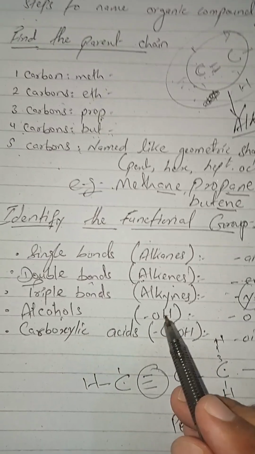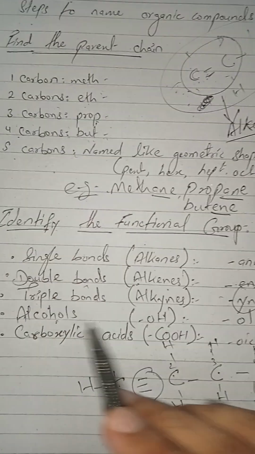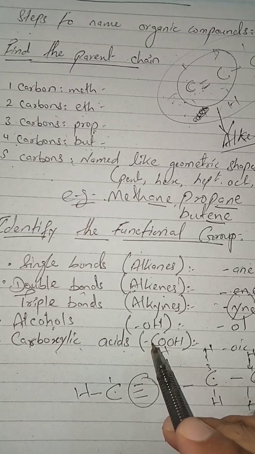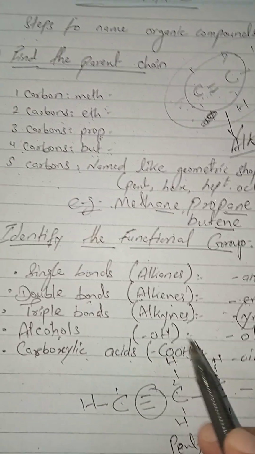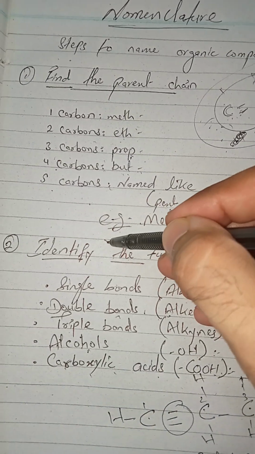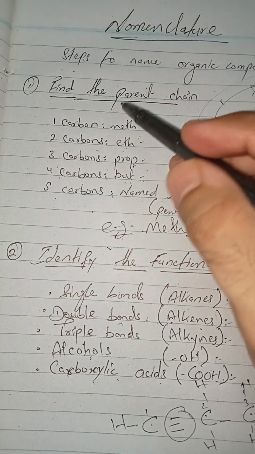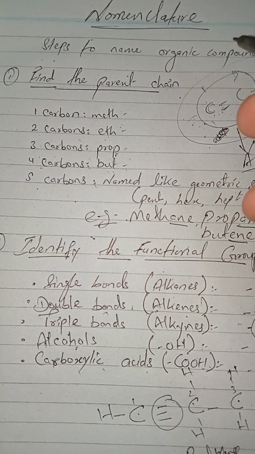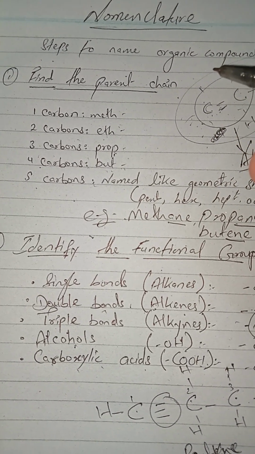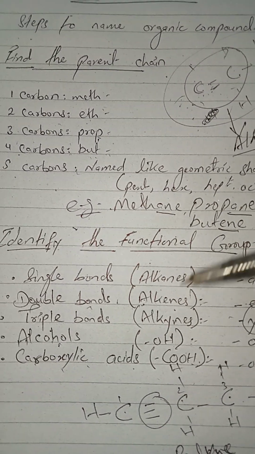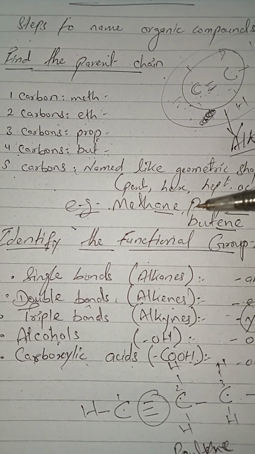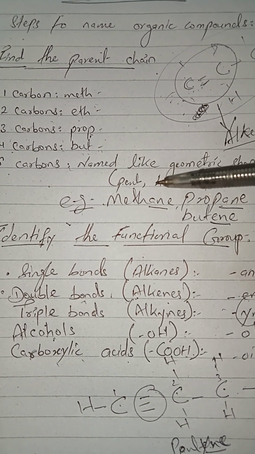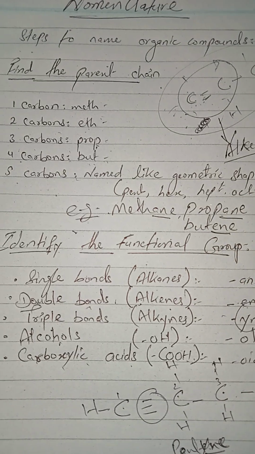In alcohols, we attach OH, which represents the alcohol family. And in carboxylic acids, this is also a functional group, which we represent with COOH. So these are the functional groups. This is the second most important step, and the first one is to find out the parent chain. So remember alkane, alkene, alkyne, alcohols, and carboxylic acids with these names. Remember their bondings: single, double, and triple bonding, and in the alcohol we attach only the OH. These are the most important things.